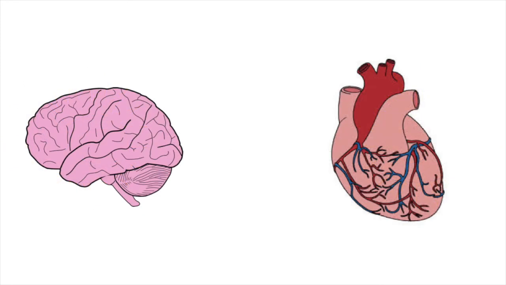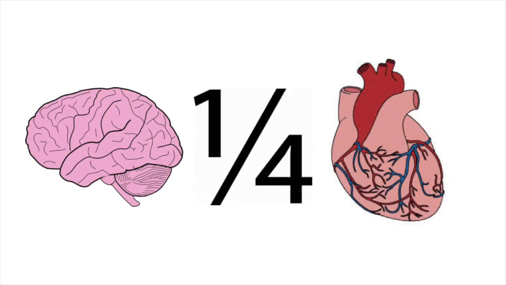The brain and heart together use more than a quarter of all the energy you produce, so both organs are heavily affected by dysfunction of ATP synthase.